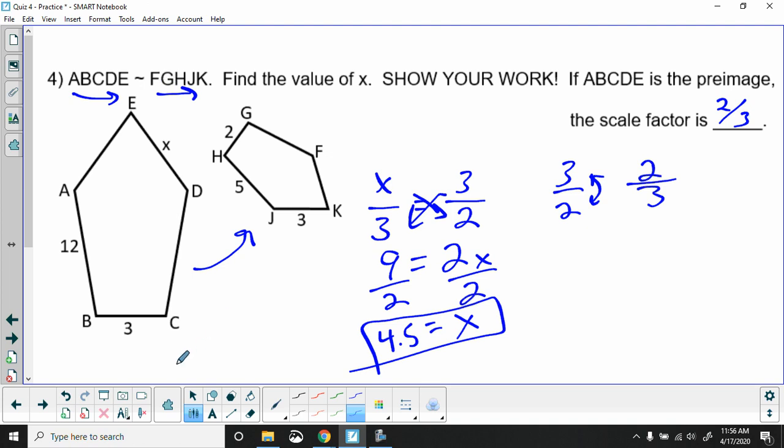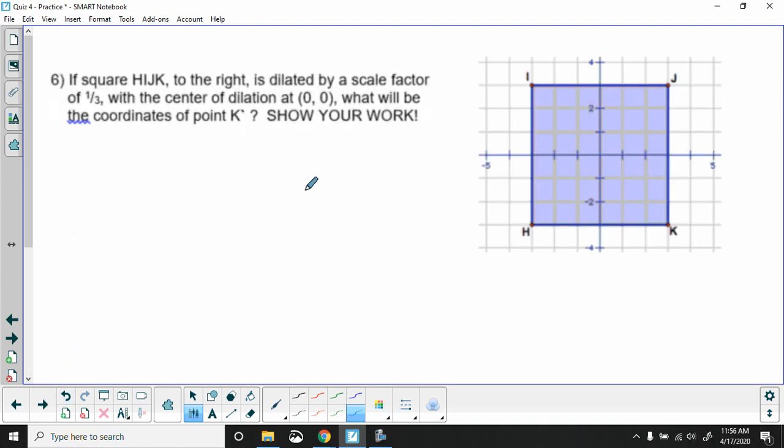If the square HIJK to the right is dilated by a scale factor of 1/3, with the center of dilation at 0, 0, that's right there. With a center of dilation of 0, what will be the coordinates for K prime? We are not redrawing this whole image. All we care is where K prime is going to go.